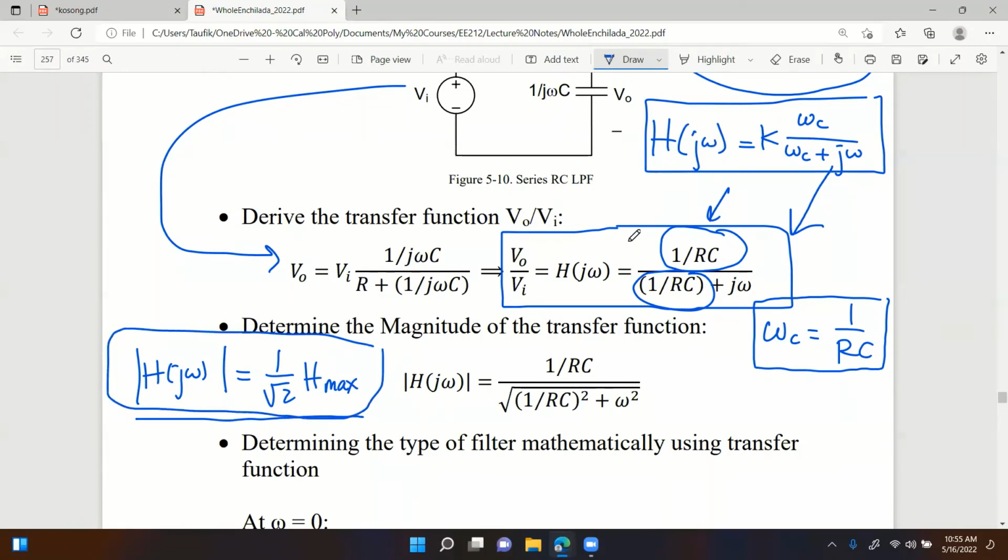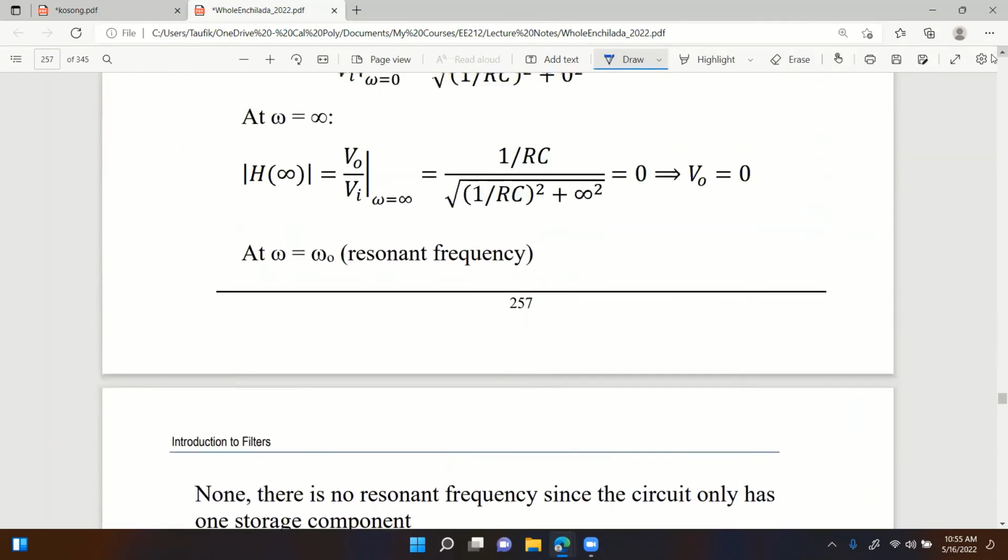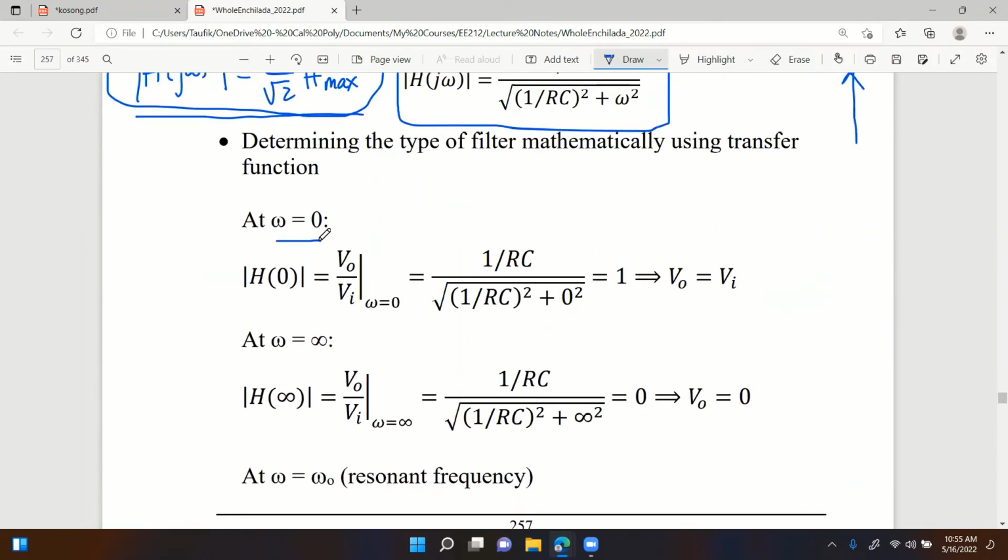But what do I do with this transfer function? You get the gain of the transfer function, which again I'm going to use to find the cutoff frequency later on, even though we already know what it is from this transfer function. Once you get the gain of the transfer function, you test it with two frequencies: omega equals 0 and omega equals infinity.